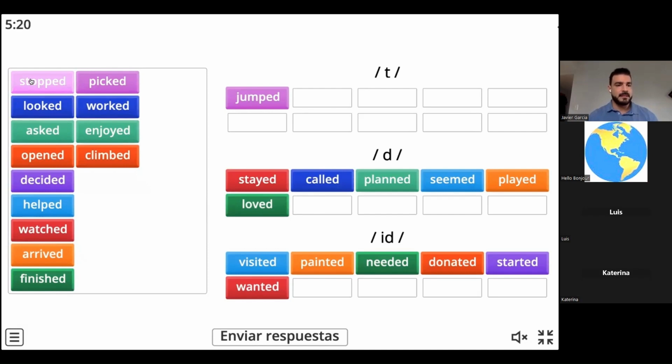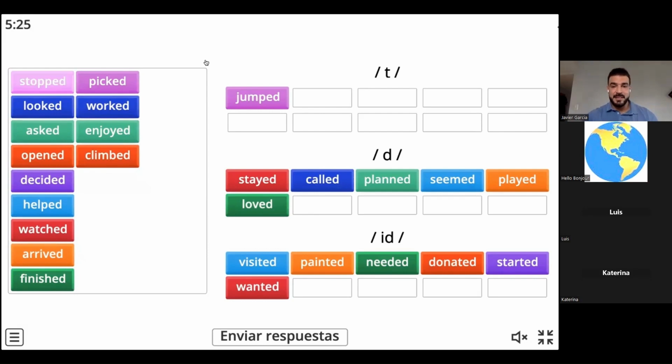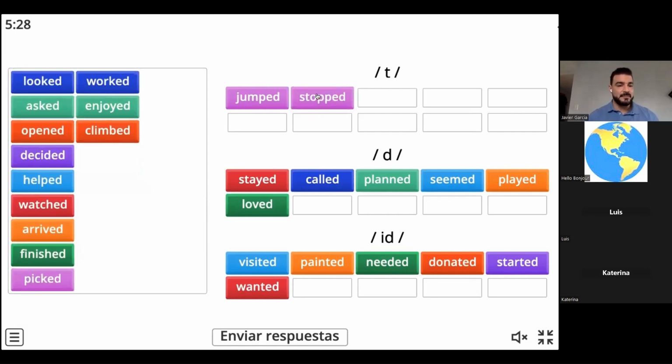Stop. Which category do I put it in? In the T sound, in the ID, in the T. Stop. Sound, Luis. Very good. Stop. Yes. Stop. Right at the end. Good. What about looked? Looked. T. Look. T sound. Yes.